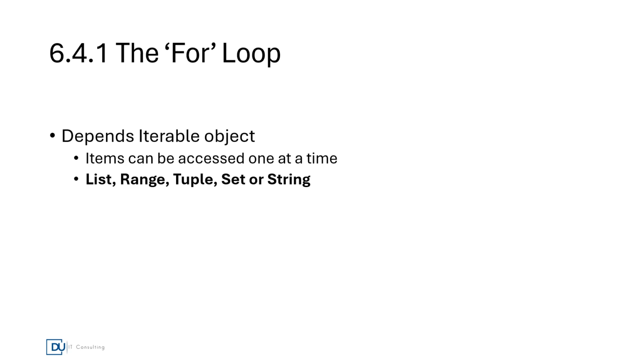For loop. So as we've seen earlier, a for loop can repeat a set of statements X number of times. And for a for loop to work, we need an iterable object. And items can be accessed one at a time from the iterable object. And usually it is a list or range or tuple or set, or it can be a string.